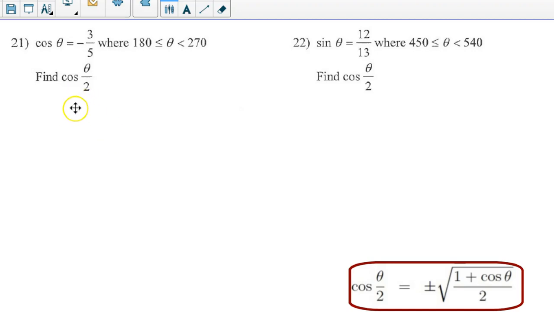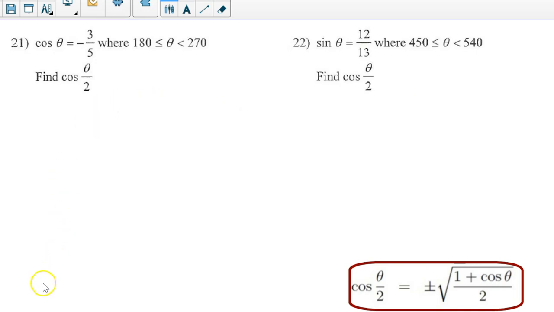Find the value of cosine theta over 2, given cosine theta equal to -3/5, where the angle theta lies between 180 and 270 degrees. And the other problem is, find the value of cosine theta over 2, given here they gave us the sine, that is 12/13, and the angle theta is between 450 and 540.